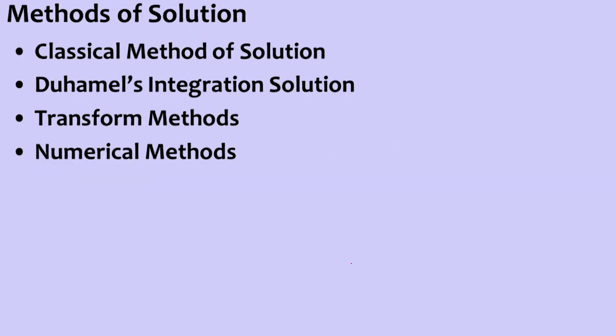Now, how do we solve this dynamic equilibrium equation which we derived just now? There are four methods of solving it. The first one is the classical method, the second one is Duhamel's integral solution, the third one is the transform method, and the fourth one is the numerical method. We will discuss each method in brief.